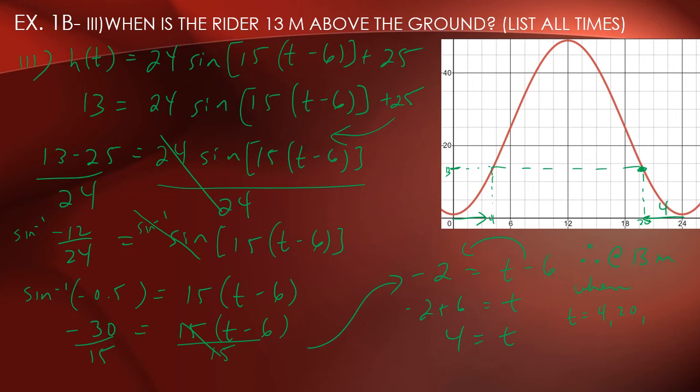And we could keep going. Add the period, add 24 seconds. What's 4 plus 24? Well, that's 28. What's 20 plus 24? 44 seconds. And you can keep going. So it's right, and so on.